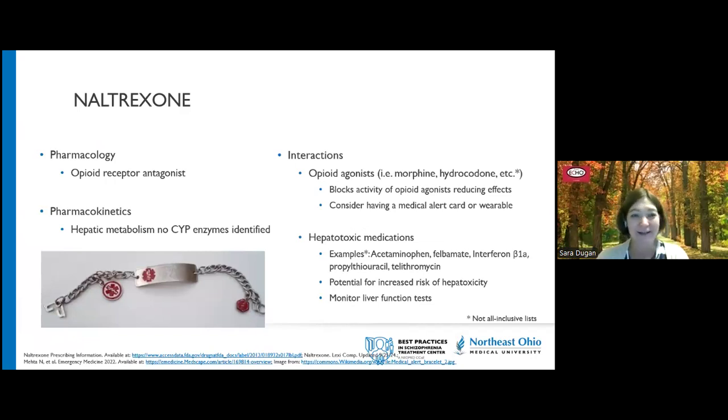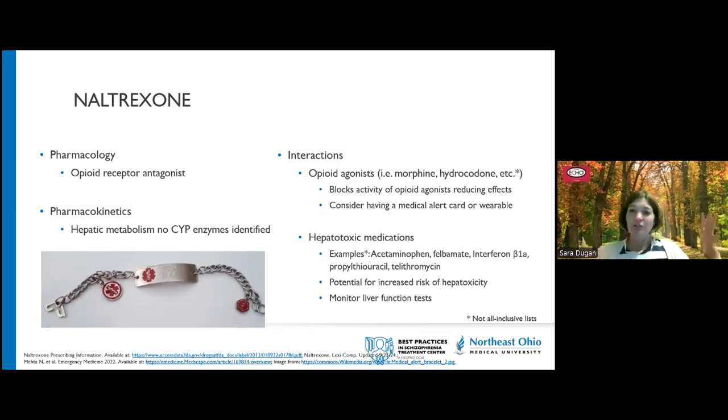Naltrexone looks similar. So also the opioid receptor antagonist, hepatically metabolized, but again, not using those cytochrome P450 enzymes. Opioid agonists still problematic, especially if patients are on the long-acting injection. That would be something to make sure that they're mindful of. But the other interaction that pops up with naltrexone is with hepatotoxic medications. So there is a risk for liver damage with naltrexone in the event that they're taking other medications that are potentially hepatotoxic. It increases the risk that we may see some elevations in the liver function tests. We need to watch for those side effects.